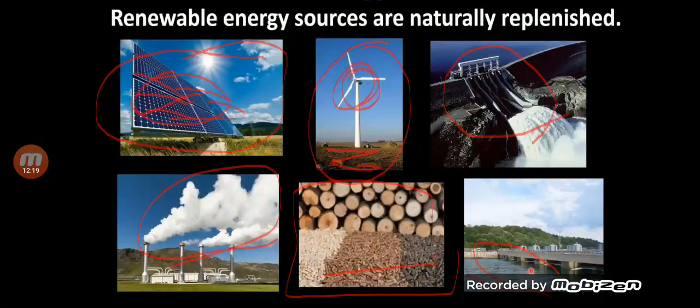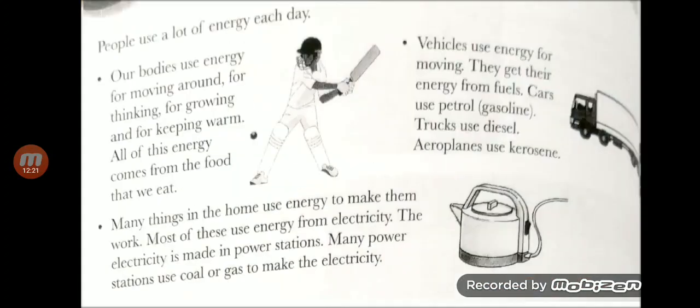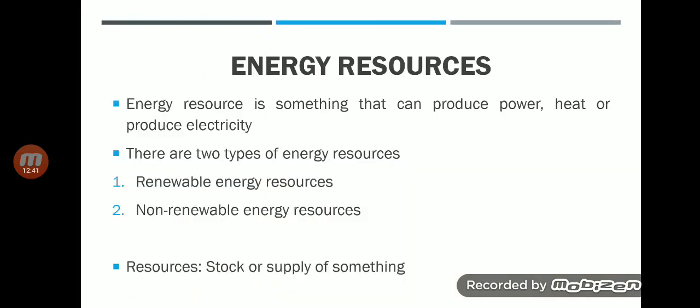And this is about this topic. I will repeat the topic again. We use energy in a lot of ways. We use energy from food. Our electrical appliances use energy in the form of electricity, and vehicles use energy from fuel. So energy resource means a stock or supply of something that can produce power, heat, or electricity.